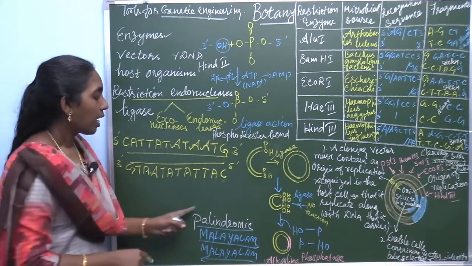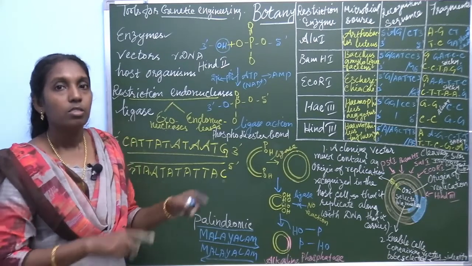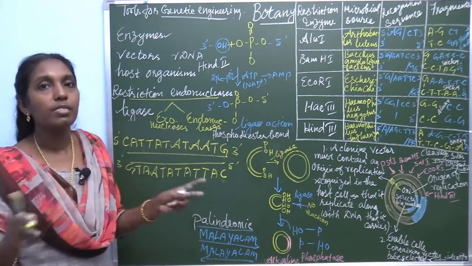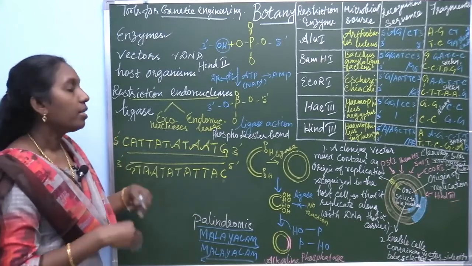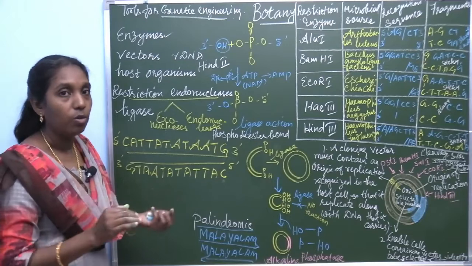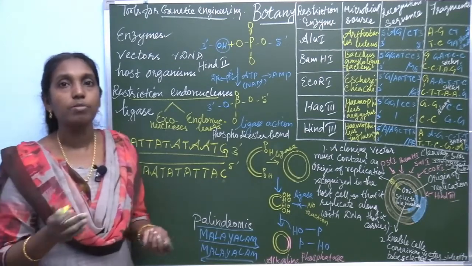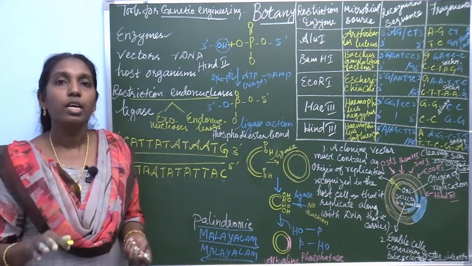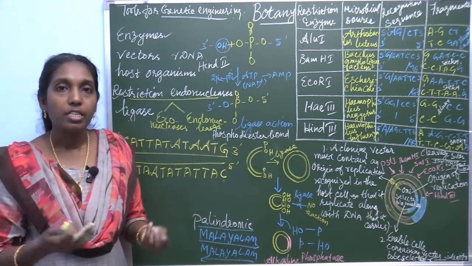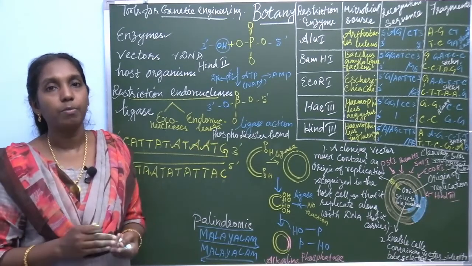So, this is an example of a palindromic sequence. Restriction endonucleases cut at specific sequences. There are a number of restriction enzymes; about 900 restriction enzymes have been isolated from 230 different bacteria. These restriction enzymes are named in a specific manner.